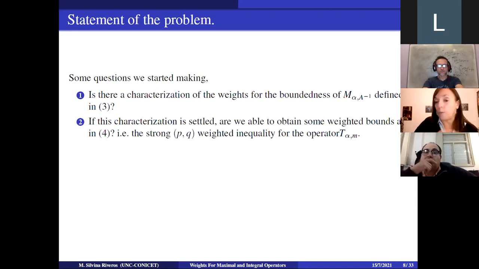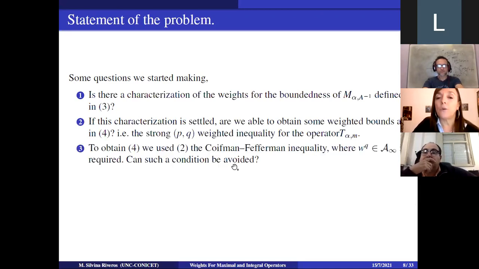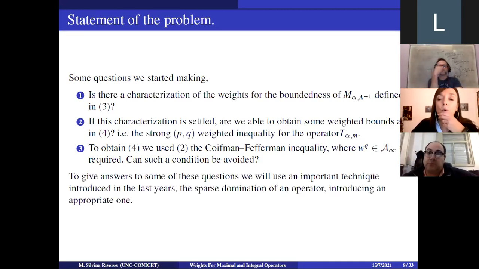And when we were working, as I told you before, to get this boundedness recently, we used the Coifman-Fefferman inequality, and here we have to ask W to the power of q being in A infinity. Can we avoid this condition? Well, these are several of the questions that we started to make. We got some answers, not all of them. For example, to get the answer for 2 and 3, we will use the sparse domination of an operator, and we will introduce a sparse domination suitable for this operator T sub alpha.